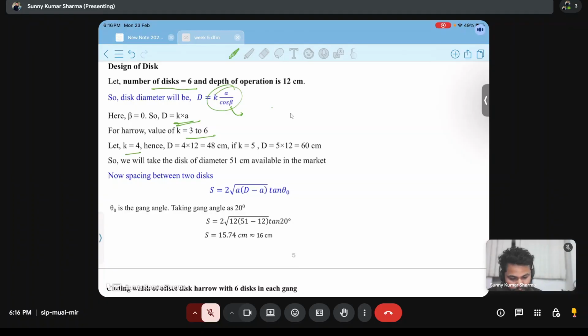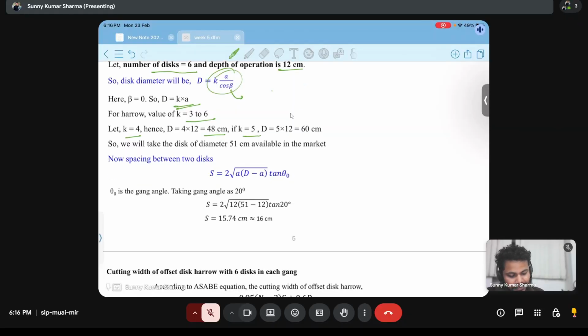4 into the depth of operation, 12 centimeters, so 48 centimeters will be the diameter of the disc. If K is 5, then 60. So we will take the diameter as 51 centimeters, because in the market the available disc diameters are 41, 51, 61 and like that. So 51 will be taken here.